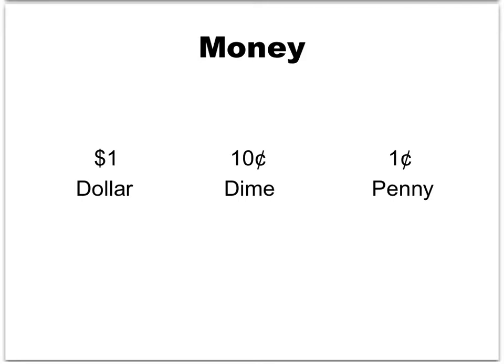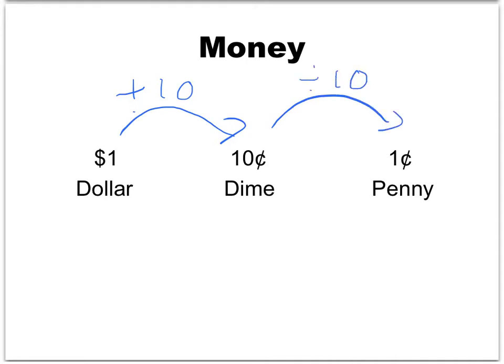Now, this idea of unbundling an object into smaller objects is something that we see in everyday life. Here's an example with money. We think of money kind of starting off with dollars, and then if we unbundle a dollar or break that into 10 smaller pieces, we get a dime. And if we take a dime and break that up into 10 smaller pieces, we get a penny. And so this idea of unbundling an item into 10 smaller pieces is something that we see in everyday life.